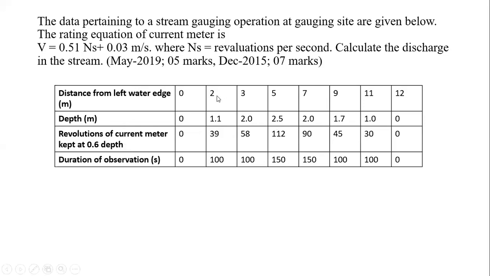Then at 2 meters from the left side it's 39. Then at 3 meters 58. At 5 it's 112. At 7 it's 90. At 9 it's 45. At 11 it's 30, at 12 it's 0.